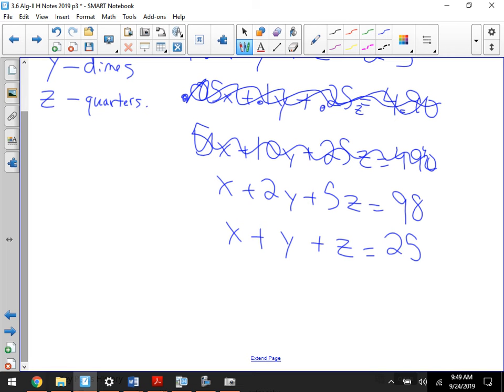Last sentence. It said the number of dimes is 1 less than twice the number of nickels. Number of dimes is, which variable is dimes? Why? What does the word is mean in math? Y is 1 less than double the number of nickels. What's the nickels? 2x. So it'd be 2x minus 1. Very good.